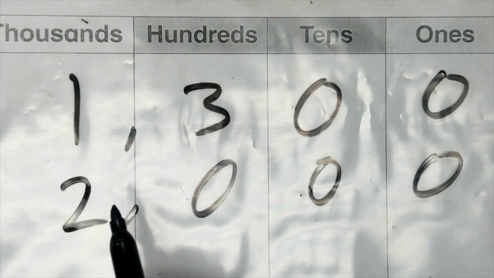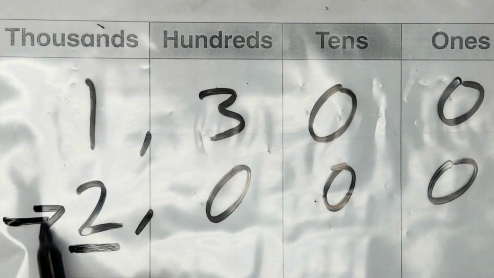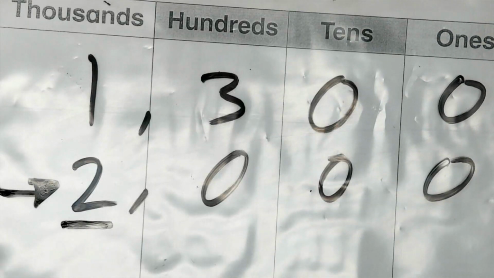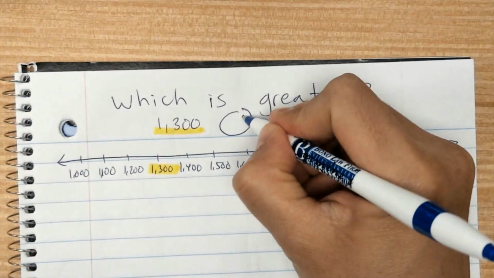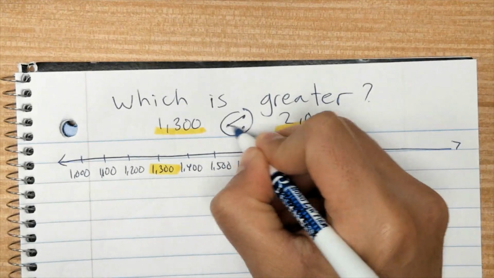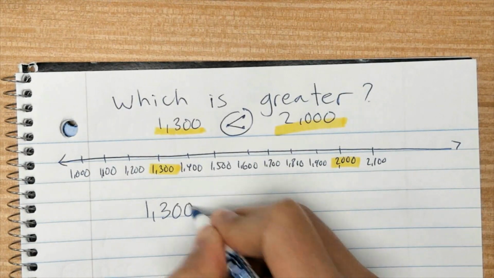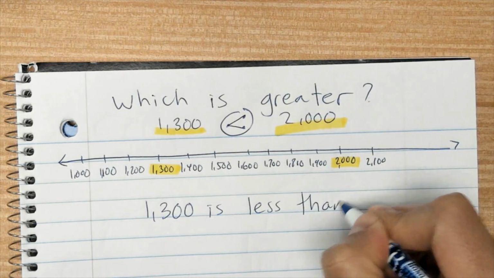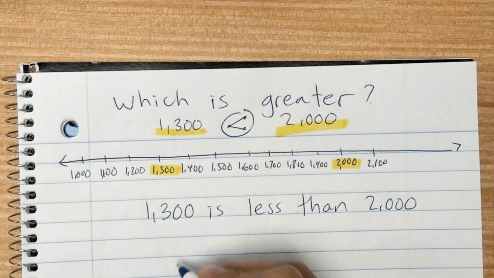So I look right away. 1,000, 2,000. Oh, right away, that's bigger. This is the greater than number. So now I go over here and I look at my number. 2 points to 2,000, 1 point to 1,300. 1,300 is less than 2,000. I'm going to give you another example.